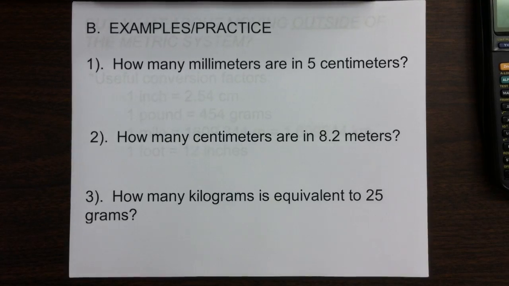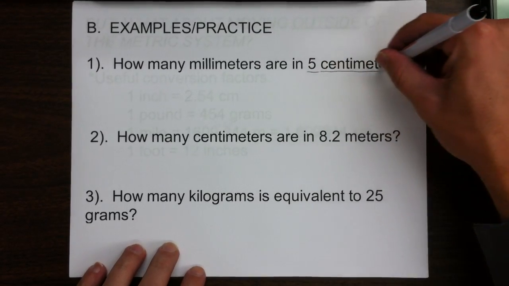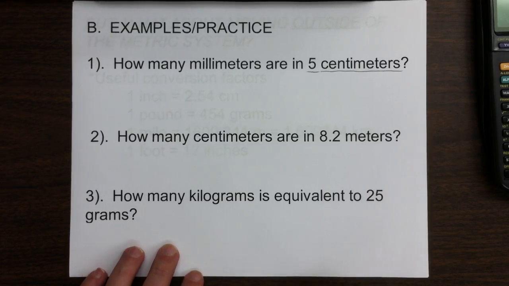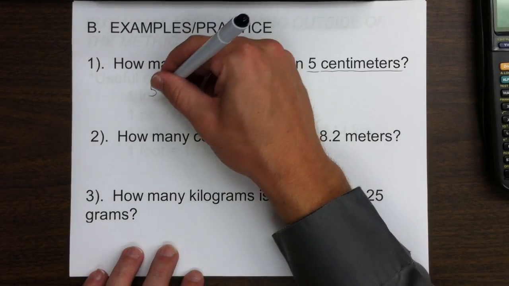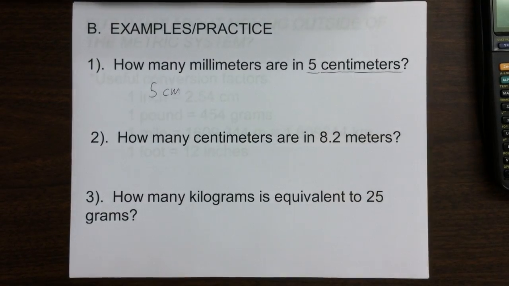Okay, so for instance, how many millimeters are in 5 centimeters? In any kind of conversion problem, you'll always be given a number and a unit to start with. So in this case, I'm going to start with 5 centimeters. C is the abbreviation for centi, and M is the abbreviation for meters. Now, I want to go from centimeters to millimeters.